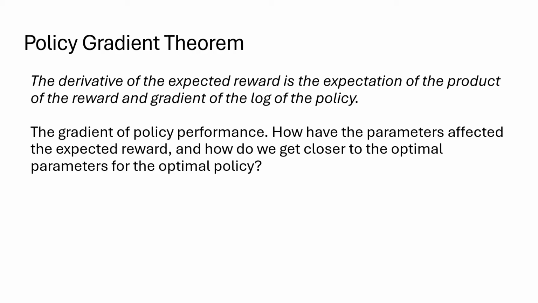Policy gradient theorem states that the derivative of the expected reward is the expectation of the product of the reward and the gradient of the log of the policy. Put more simply, how have our parameters affected the expected return, and how do we get closer to the optimal parameters for the optimal policy? By nature of Markov decision processes, we know that there is an optimal policy out there, which is why we're trying to learn it directly.